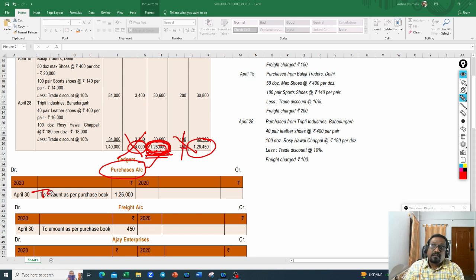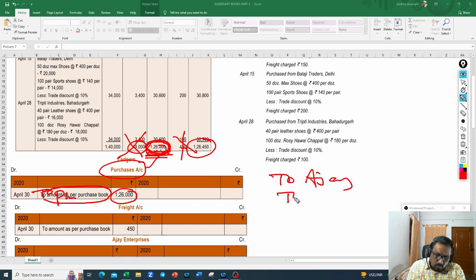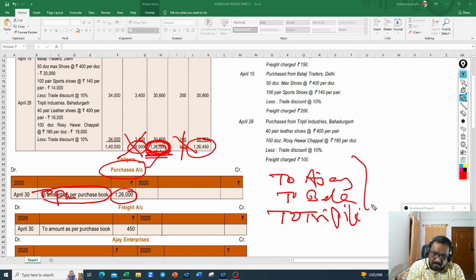You can record it to the purchase book. So what is it? To amount as per purchase book. You can say to amount as per purchase book, so you can bring in that 1,26,000. Or you can say to Ajay, to Balaji, to Tripti. You can write like this also. There is no harm. But why unnecessarily do you need to maintain that?